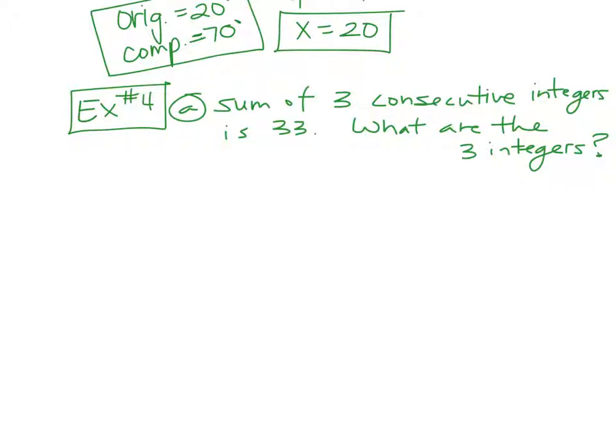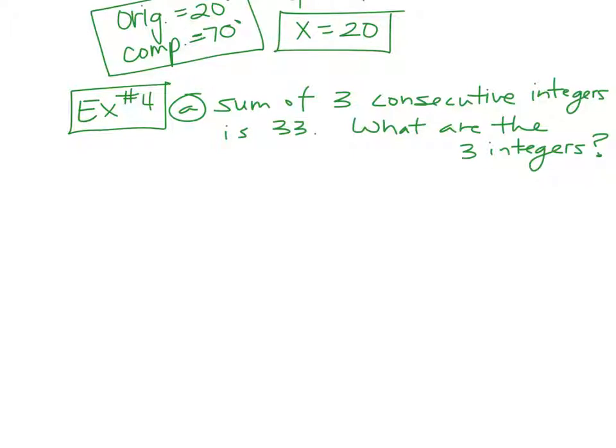You think you have the answer? What is it? Yes, it is 10, 11, 12. Okay, so here's what you do. Yes? Would that be consecutive? Yes, 13, 14, 15 are consecutive integers. Is that what you're asking me?